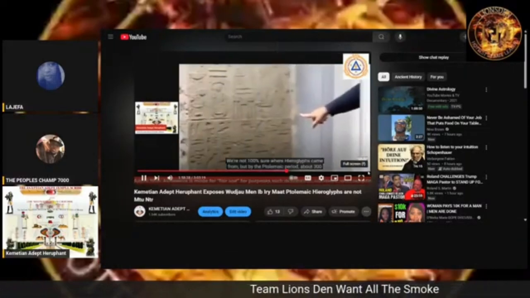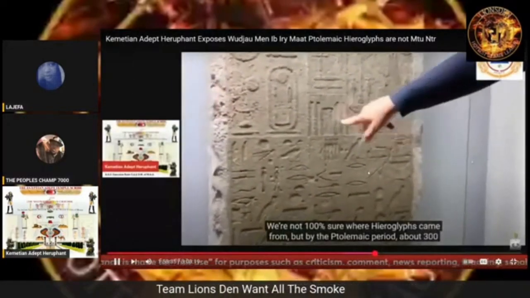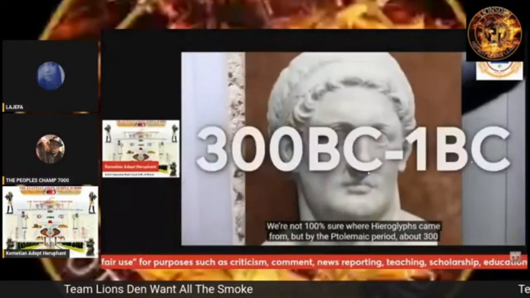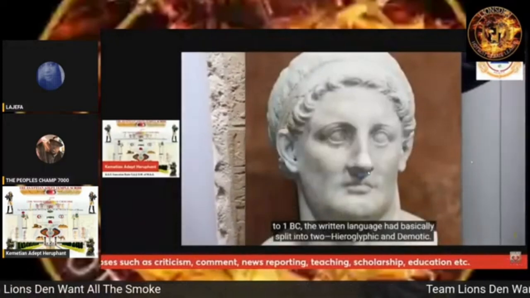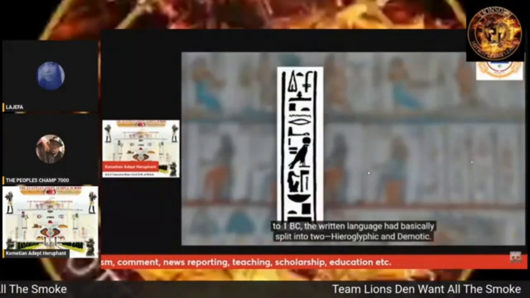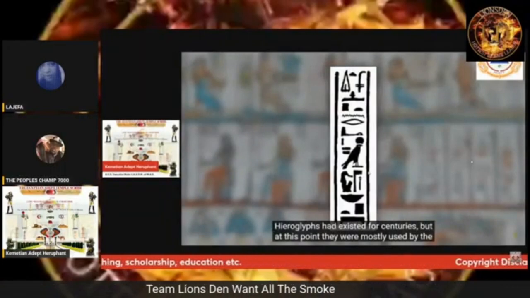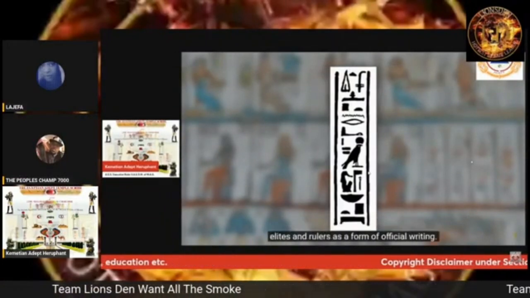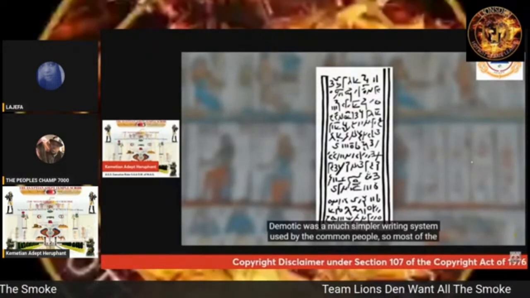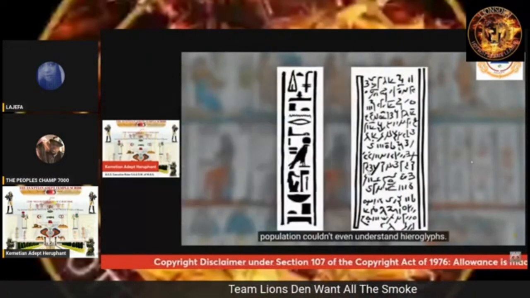We're not 100% sure where hieroglyphs came from, but by the Ptolemaic period, about 300 to 1 BC, the written language had basically split into two: hieroglyphic and demotic. Hieroglyphs had existed for centuries, but at this point, they were mostly used by the elites and rulers as a form of official writing. Demotic was a much simpler writing system used by the common people, so most of the population couldn't even understand hieroglyphs.